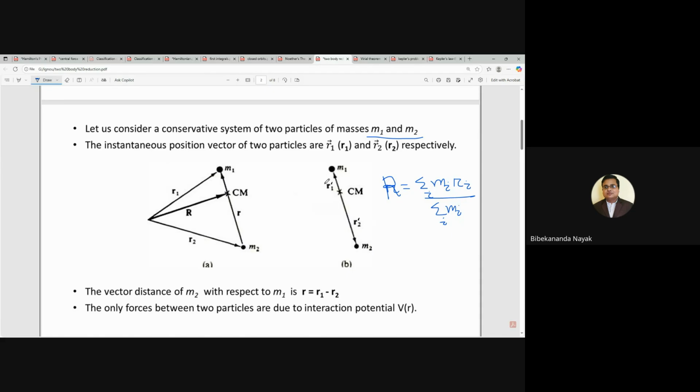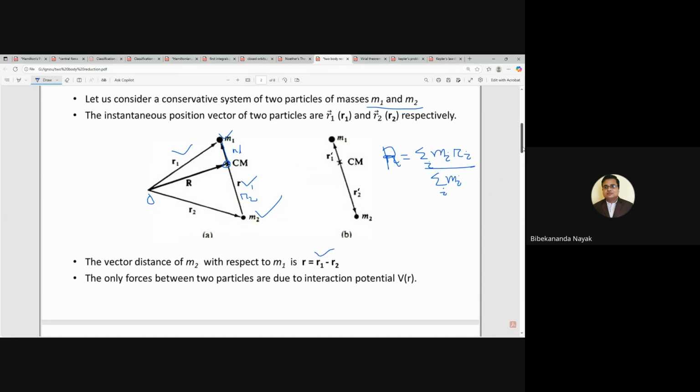So here let's say the position vector of m1 from the origin is r1, the position of m2 is r2, and the center of mass is capital R. So r1 minus r2 is equal to r. With respect to the center of mass, the position vectors of m1 and m2 we can write as r1 prime and r2 prime. So r is basically the difference between r1 and r2, r is r1 minus r2. Similarly, the difference between these 2 points is r1 prime minus r2 prime.